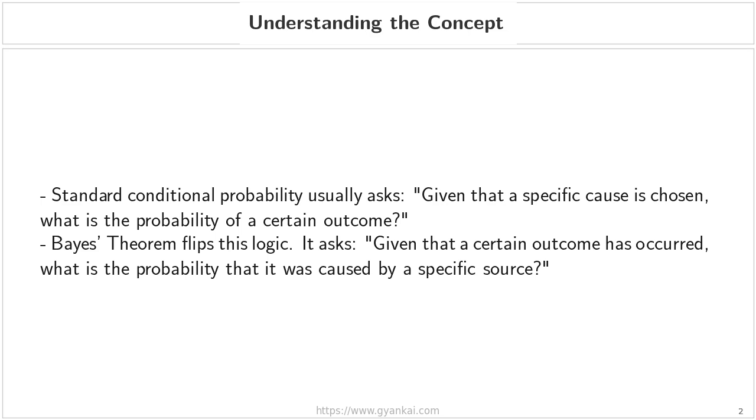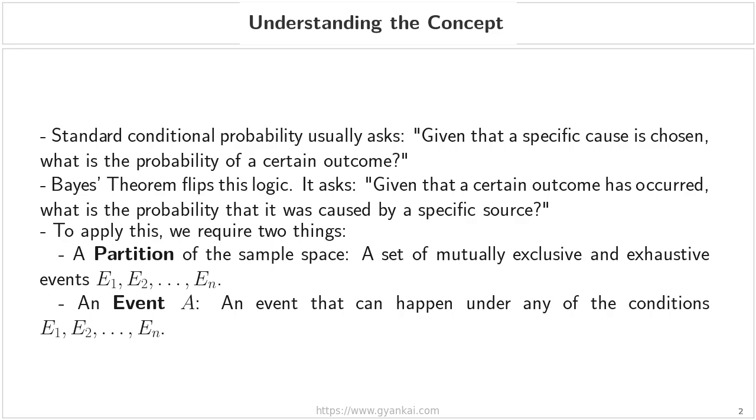It asks the much more interesting question. Given that we have already observed a certain outcome, what is the probability that it was produced by a specific source? We are essentially looking at the effect and trying to deduce the cause. But to use this mathematical flip, we can't just pick any random events. We need two specific ingredients in place.